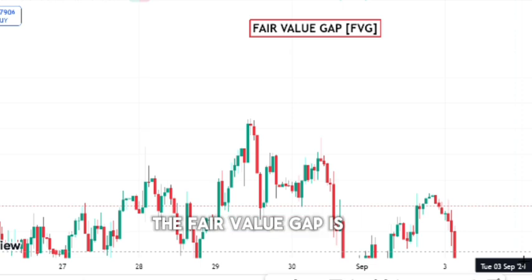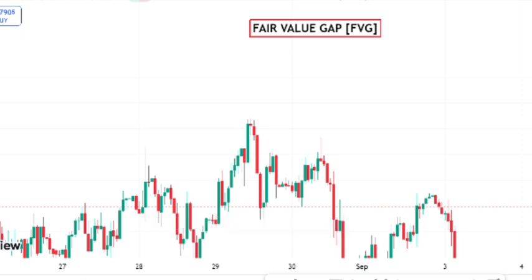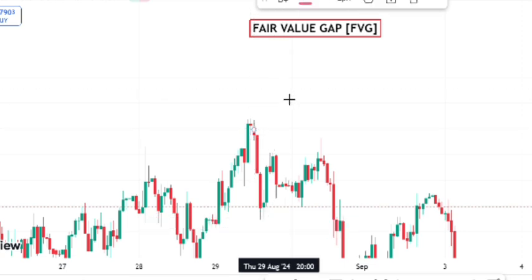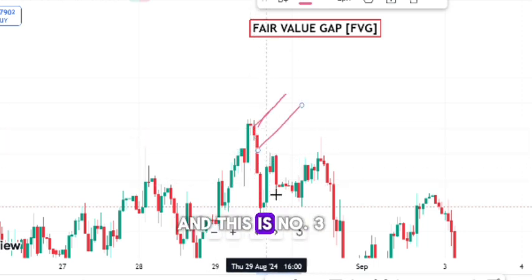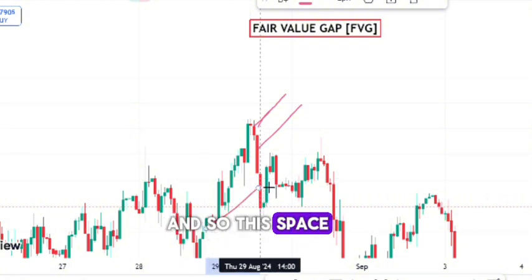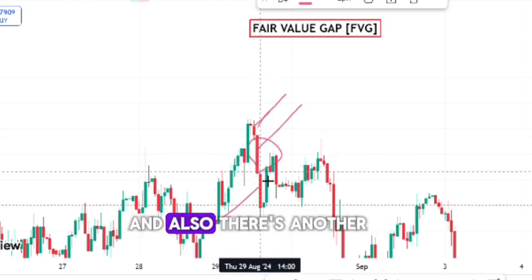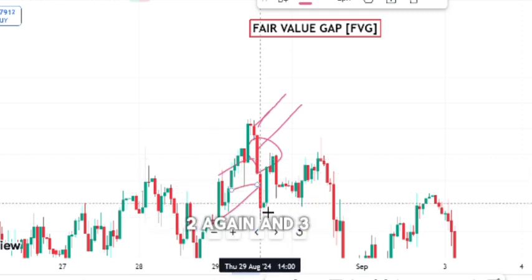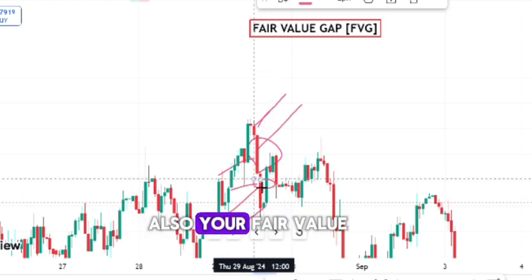A fair value gap is simply an imbalance in price action, and it is identified by the space between three candles. This is candle number one, this one here, this is number two, and this is number three. So the space between these three candles is the fair value gap. And there's also another space between this candle, 1, 2 again, and 3. There's another small space here, which is also a fair value gap.